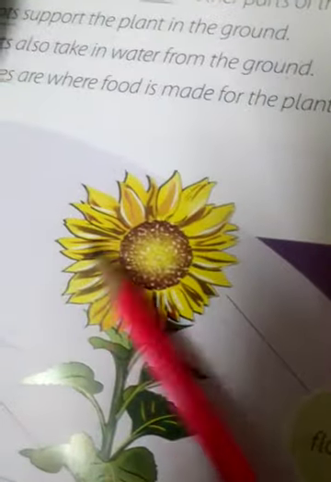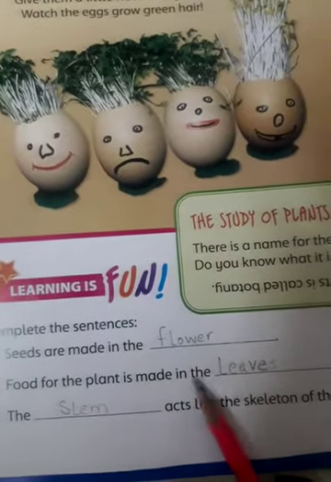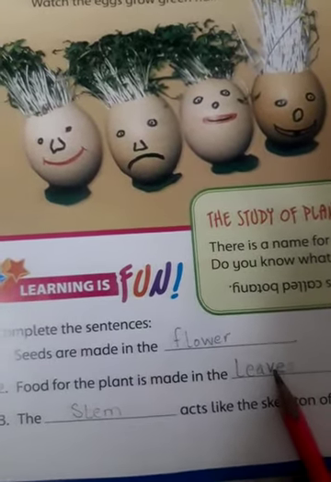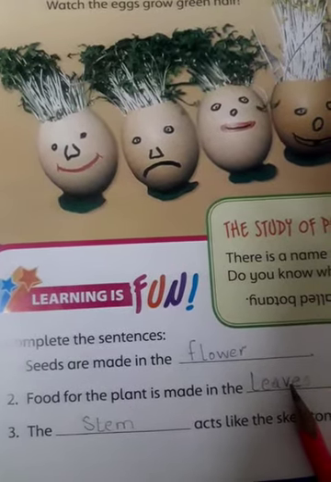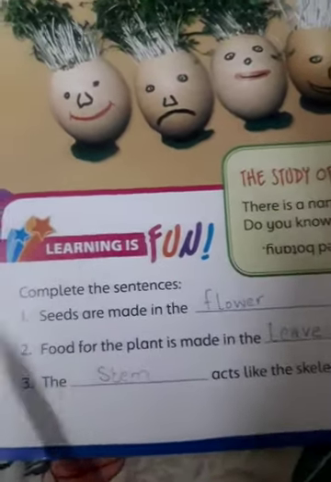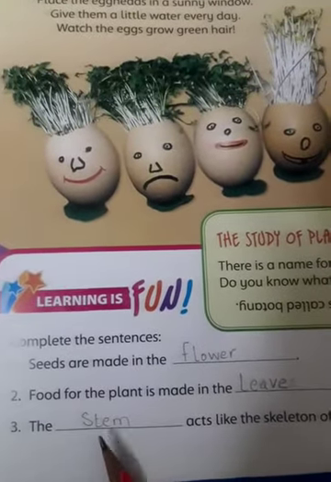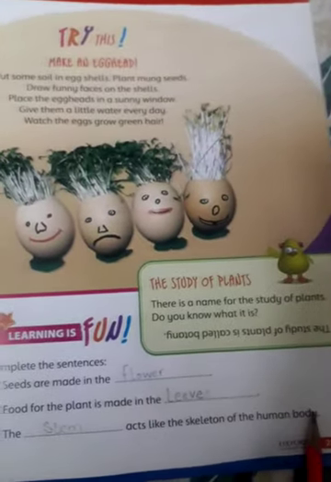Number 1, seeds are made in the flower. Okay, you all know seeds are made in the flower. Number 2, food for the plant is made in the leaf. We know leaves provide food to the plant. The stem acts like the skeleton of the human body.